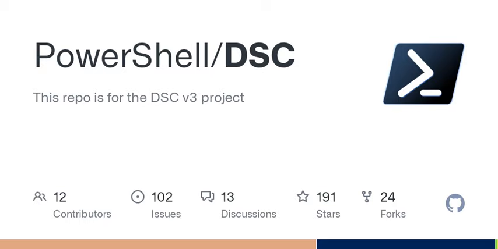Installing DSC v3. To install DSC v3, download the latest release from this repository, expand the release archive, and add the folder containing the expanded archive contents to the path. Explore DSC v3. If you're new to DSC or configuration management, we recommend reviewing the documentation.